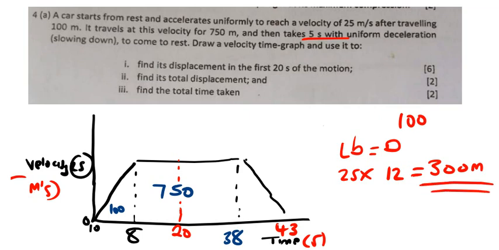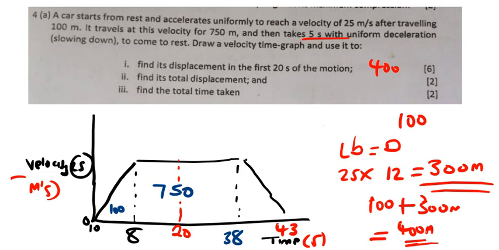Okay, so now we have this part as 300 and we have that part as 100. So what are we going to find now as the total displacement in the first 20 seconds? So we are going to add 100 for the first 8 and for the last 12, 300 meters. So in this case, 100 plus 300, that gives us 400 meters. So therefore that will be the displacement for that motion, that amount of time.